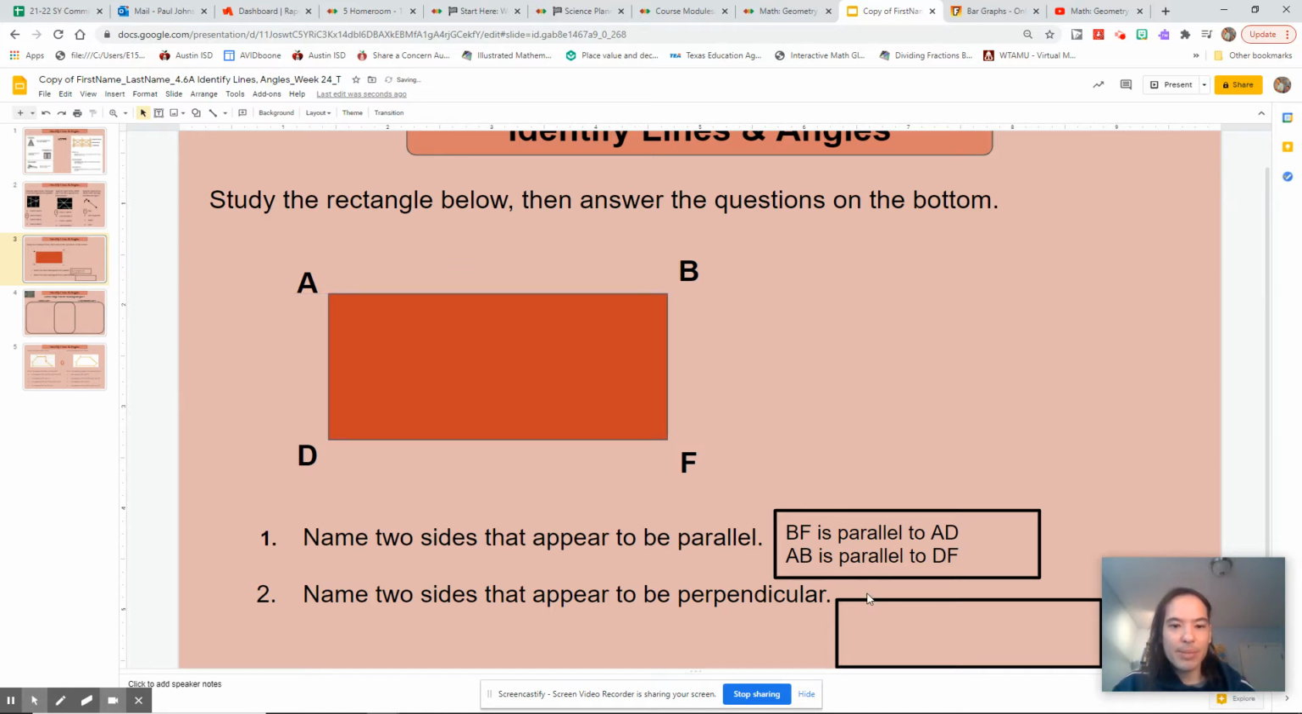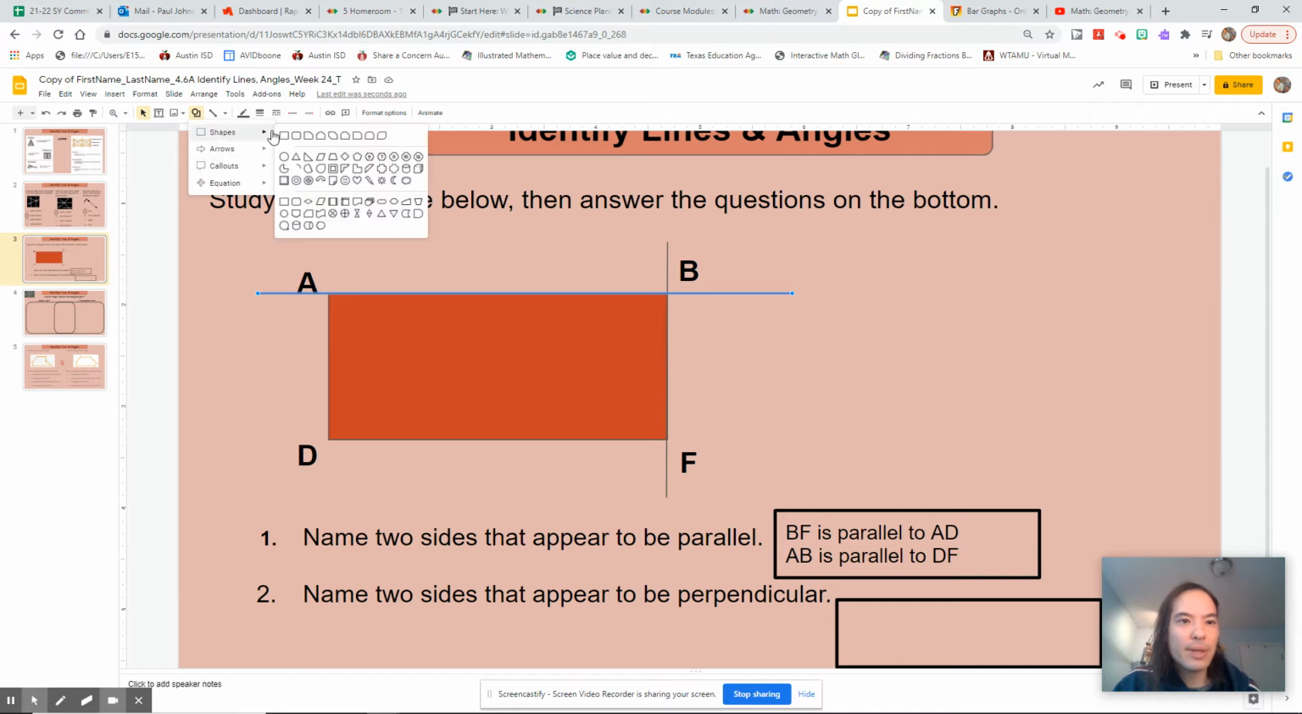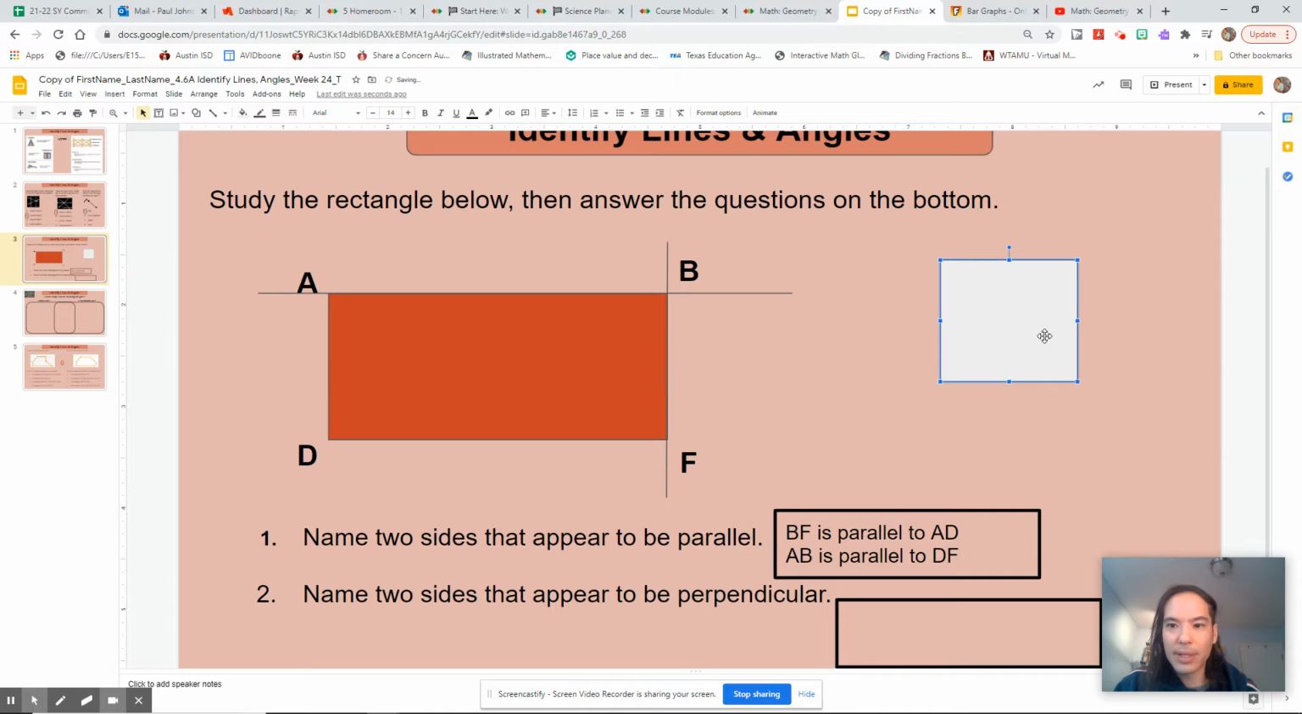Okay, so name two sides that appear to be perpendicular. This is the one that doesn't make as much sense right away. So if you are a fourth grader, this might not be something that you see right away. So let me show you how to see it. All right, so there's line segment BF. Now let's look at line segment AB. So now that we've done that, let me make a little box and we can test our theory with our box. All right, so here's my rectangle.